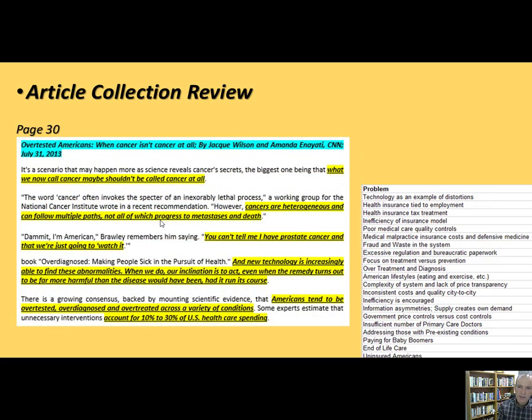So here's one. This is a really good article as well. Over-tested Americans: when cancer isn't cancer at all. So what we call cancer maybe shouldn't be called cancer at all. Cancers are heterogeneous and can follow multiple paths, not all of which progress to metastasis and death. You can tell me I have prostate cancer and that we're just going to watch it. So you can't tell me that. Yeah. When someone says you have cancer, you say, well, cut it out.